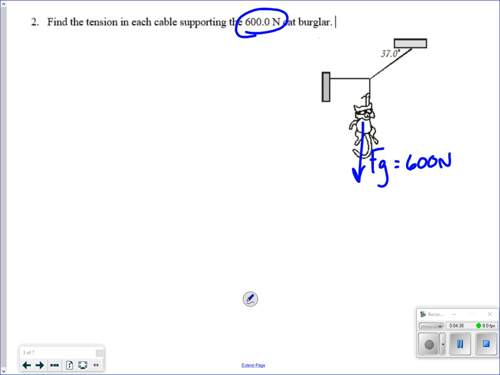All right, my other tensions, I'm going to have one tension going this way. Let's call that T1. I'm going to have this tension going this way, and I'm going to call that T2.